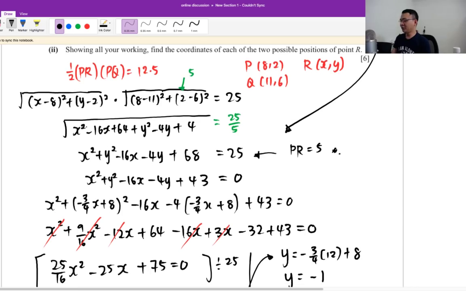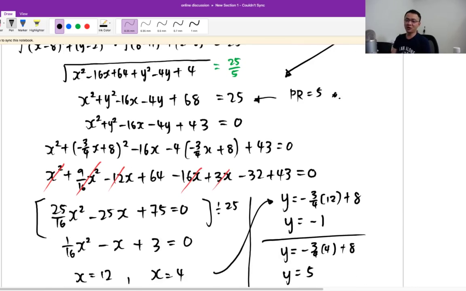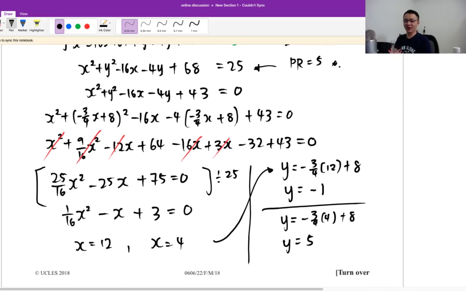But still, you need to expand the equation. You will still get a complicated equation, and then you still need to substitute the equation L into it and find the x and y.